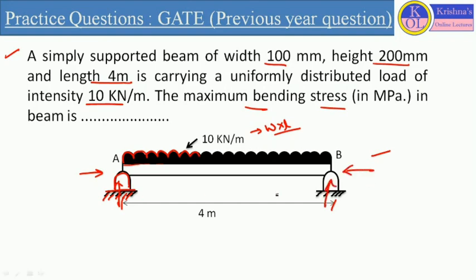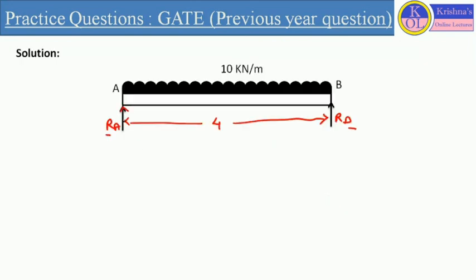Here we are going to represent these reactions in vertical component only. We are not going to represent the horizontal reaction. Why? Because there is no horizontal external load applicable on the beam. So only vertical reactions are considerable. The reactions are RA and RB. And this 10 kilonewton per meter is the external load, which is a uniformly distributed load. This particular load we consider in terms of load intensity.